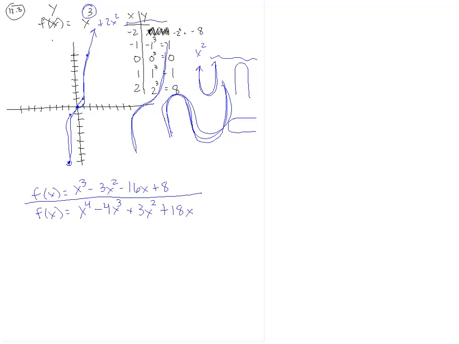What would be the maximum changes in direction or maximum turns here? 3 minus 1 is 2.